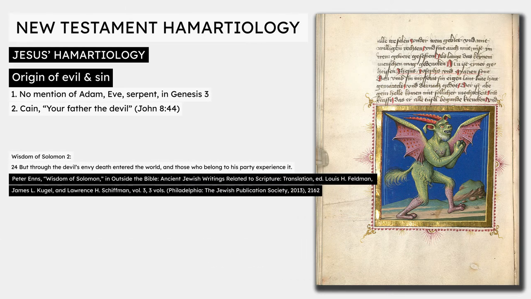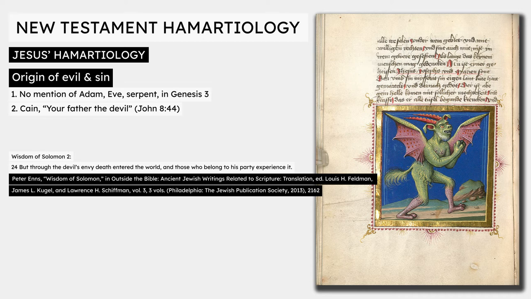In Wisdom of Solomon 2:24, we find the statement, quote, "But through the devil's envy, death entered the world, and those who belong to his party experience it," end quote. This is much closer to Jesus' words than the quotation from Life of Adam and Eve. Not only does it use the Greek word diabolos, commonly translated the devil, the same word Jesus uses in John 8:44, but it directly attributes the first death to the devil.